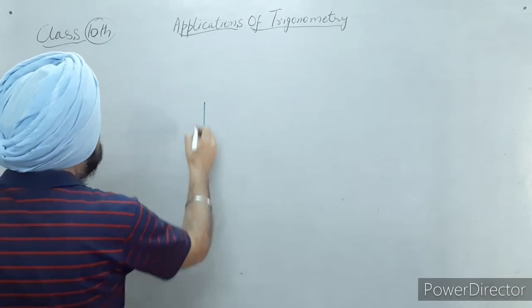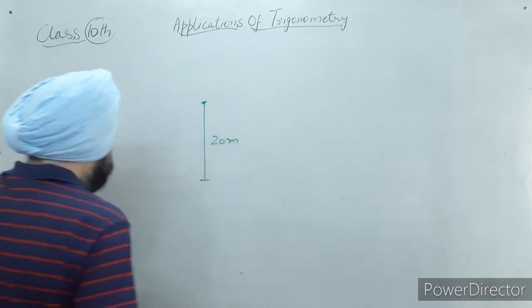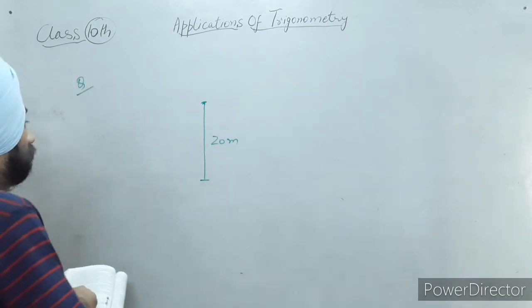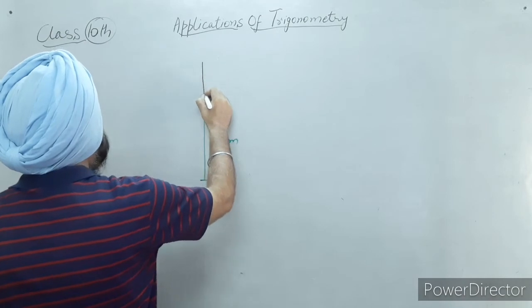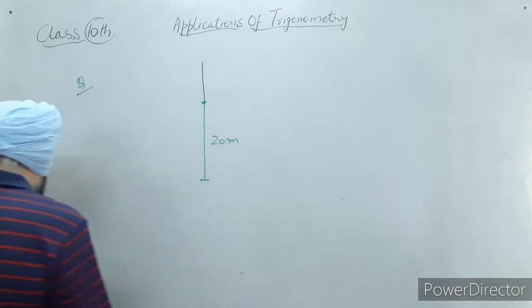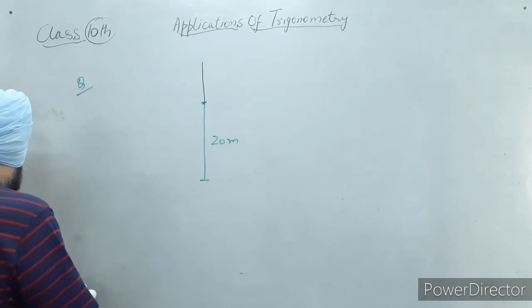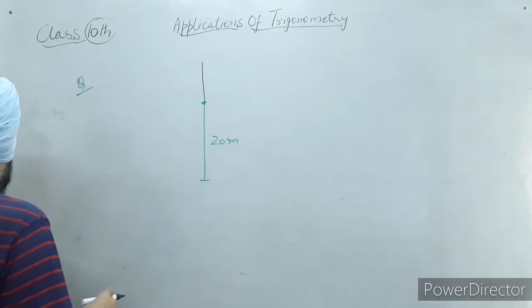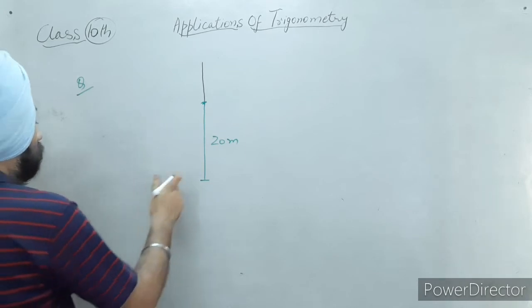This is the building. Its height is given to me as 20 meters. A transmission tower is fitted. Let this be the transmission tower. Now, from a point on the ground, the angle of elevation of the bottom and the top of the transmission tower fixed at this is 45 and 60.